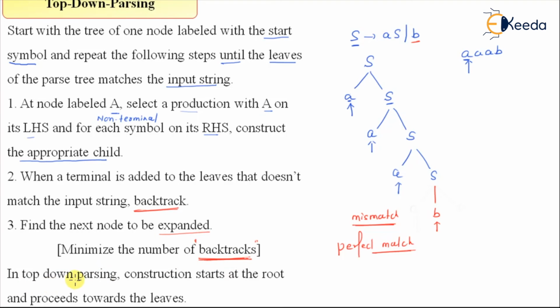Okay, so the top-down parser construction starts with the root and proceeds towards the leaves. That is the key idea about this top-down parser, that the construction starts at the root and proceeds towards the leaves. Okay, so that is the core idea, and we are going to implement this. So that is top-down parsing. Start with the root, work towards the leaves. Okay.